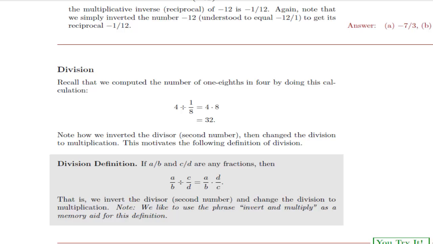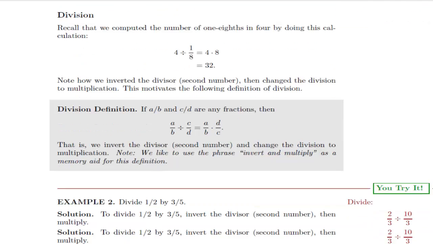Division definition. If a over b and c over d are any fractions, then a over b divided by c over d equals a over b times d over c. That is, we invert the divisor, the second number, and change the division to multiplication. Note, we like to use the phrase "invert and multiply" as a memory aid for this definition.